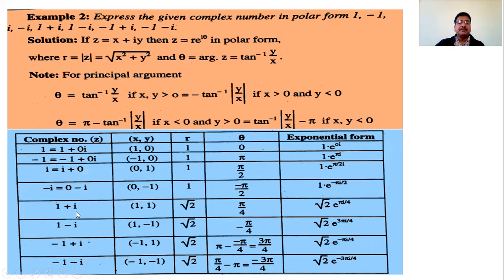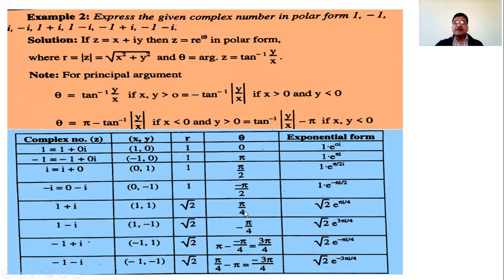First we find the modulus and argument of 1 plus i. In the xy ordered pair form, it is (1, 1). So what is r? The modulus of that number is root of 1 square plus 1 square. By using this formula, r is mod z, that is root of x square plus y square. x is 1, y is 1, that is root 2. Modulus is root 2.